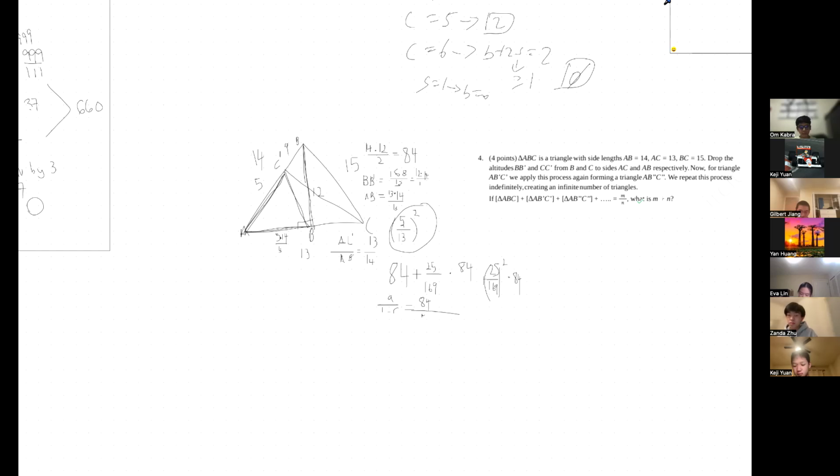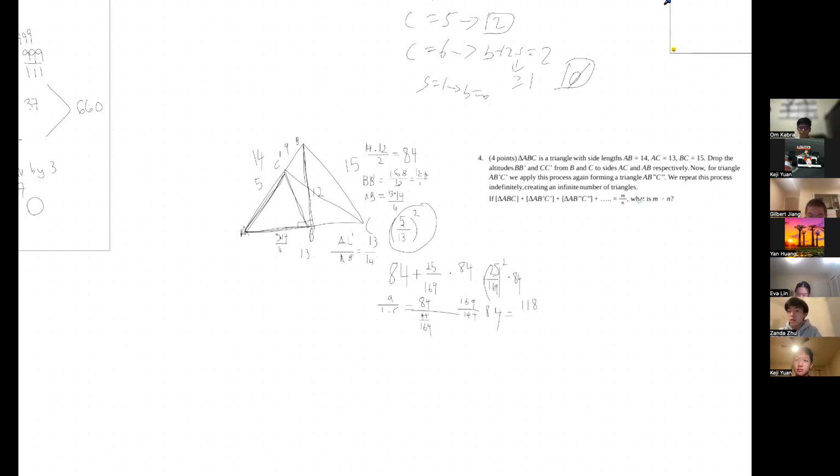So it's going to be 169 over 144 times 84. And this will simplify to, I believe, let me see, I think it's 1183 over 12. So the answer is 1195.